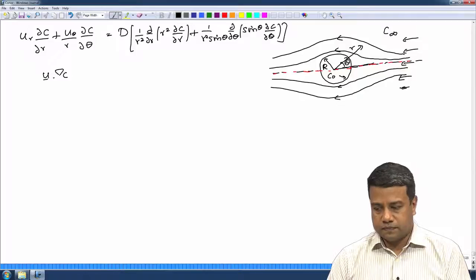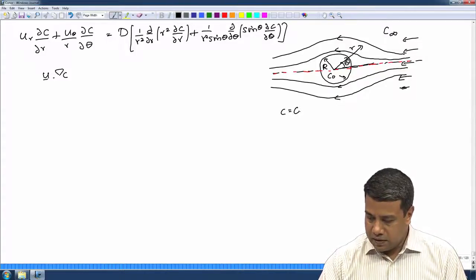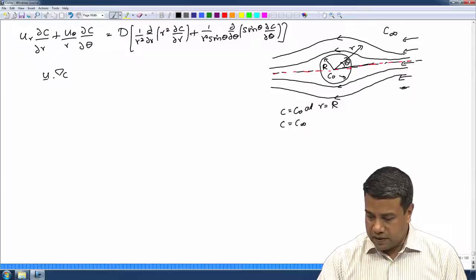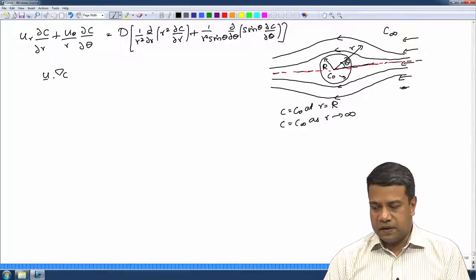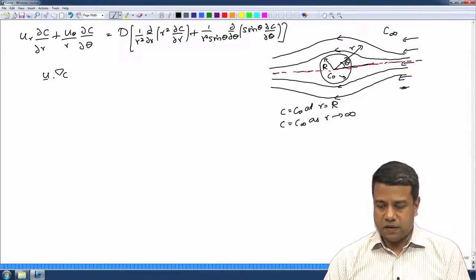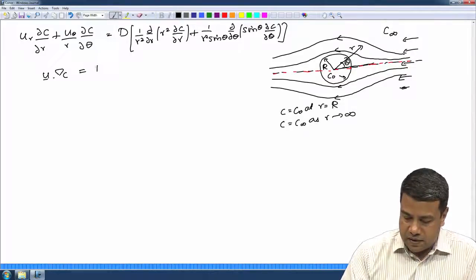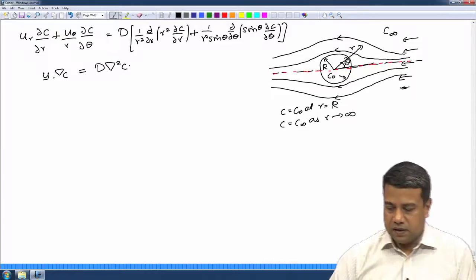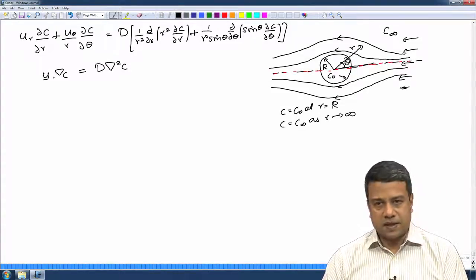With boundary conditions, c is equal to c 0 at r is equal to R, and c is equal to c infinity as r goes to infinity. Far from the surface, the concentration is c infinity. At the surface of the sphere, the concentration is c 0. So, this is the convection diffusion equation, D del square c, where I have assumed that there is no dependence upon the angle phi around this axis.